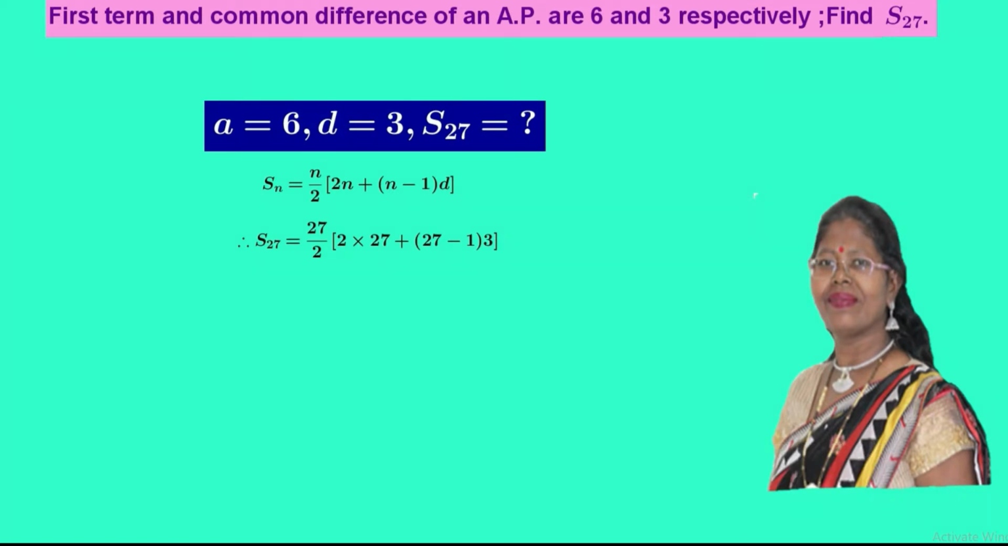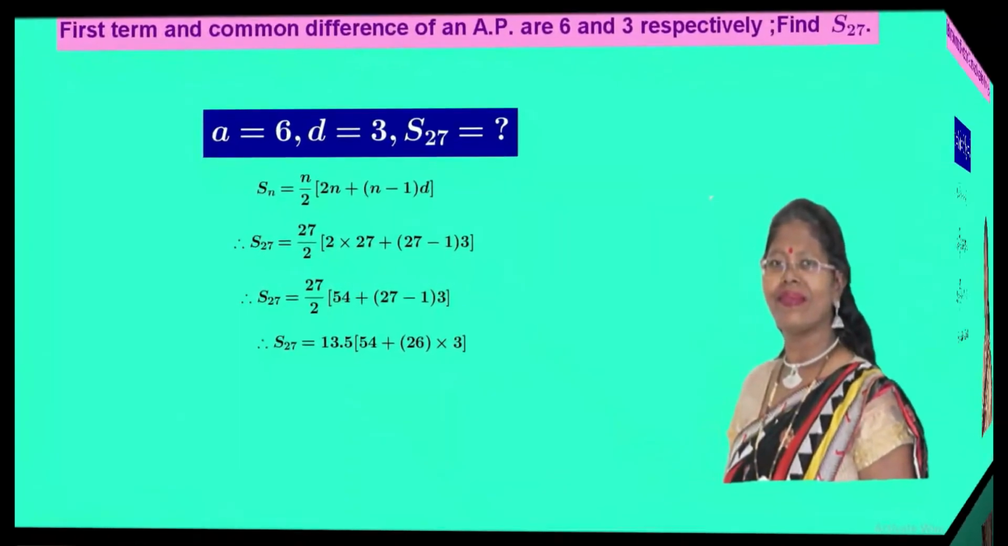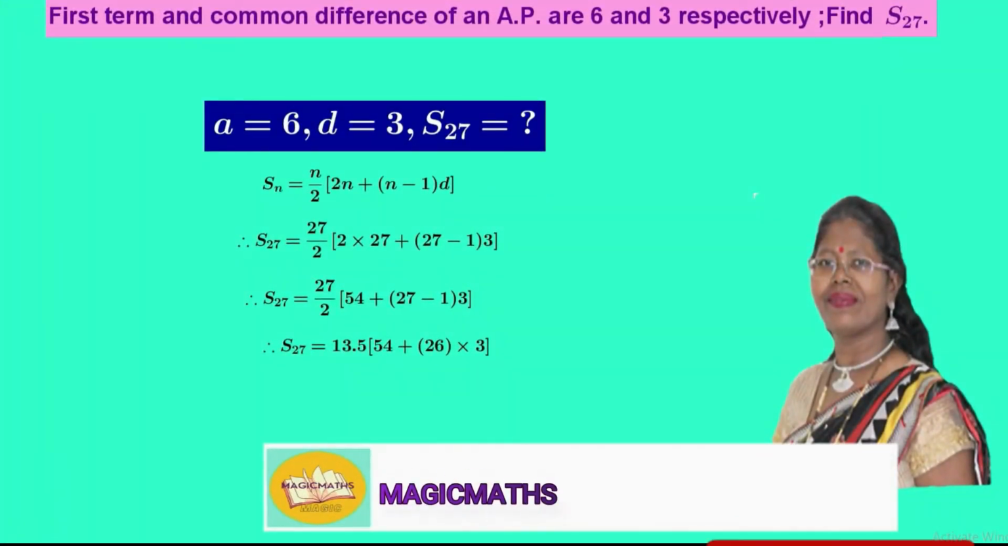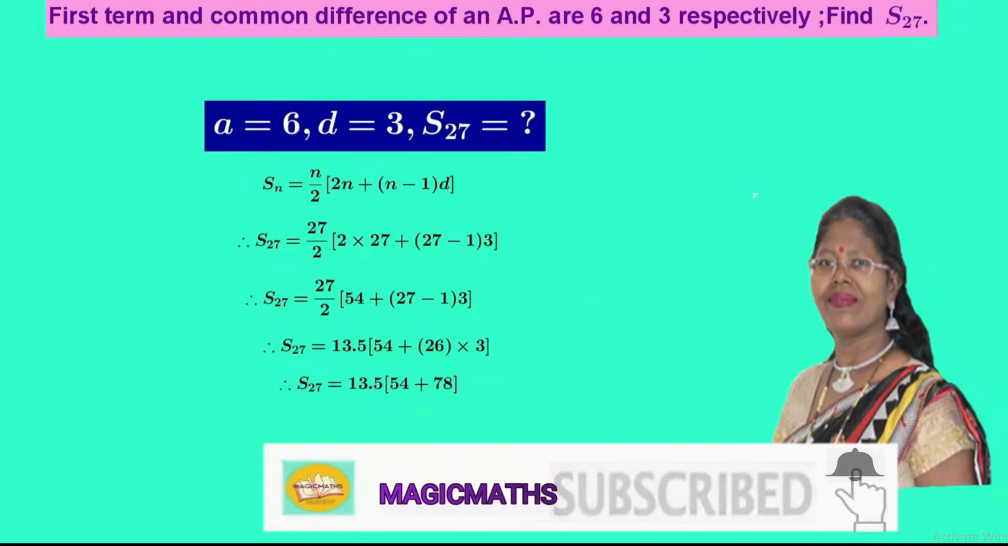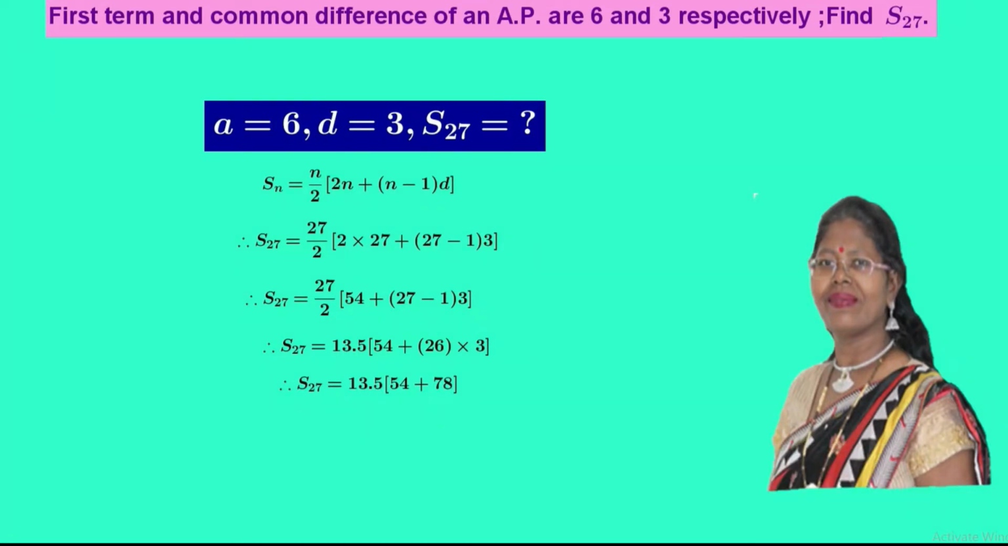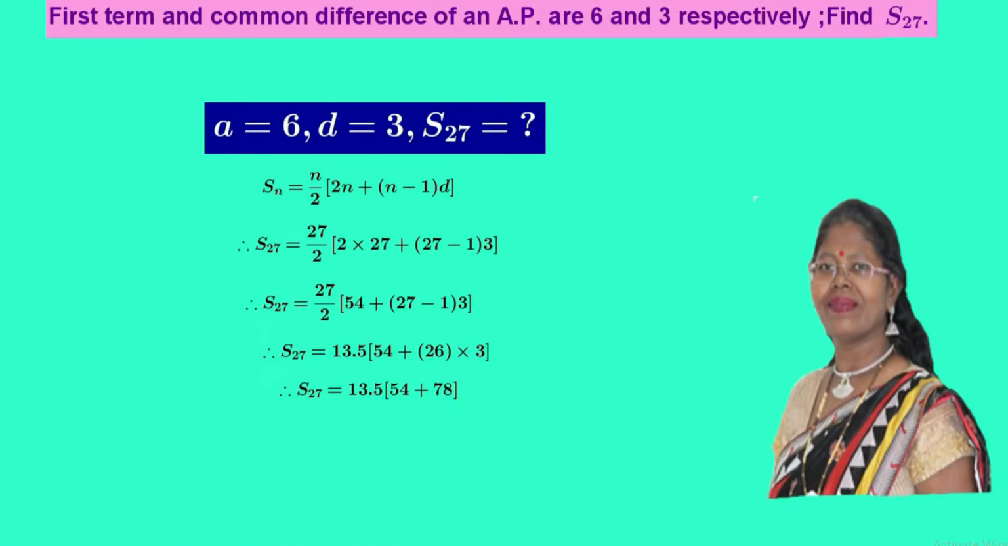S27 is equal to 27 divided by 2 in bracket 2 into 27 plus 27 minus 1 into 3. Therefore, S27 is equal to 27 divided by 2 in bracket 54 plus 27 minus 1, which is 26, into 3. Therefore S27 is equal to 13.5 in bracket 54 plus 78, because 26 into 3 is equal to 78.